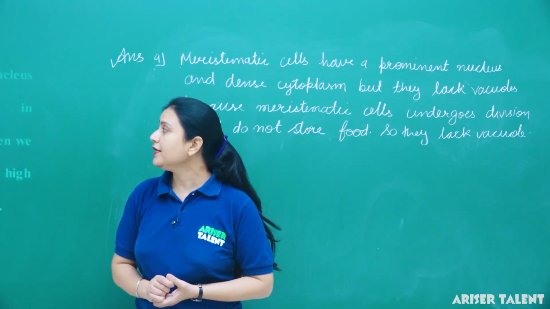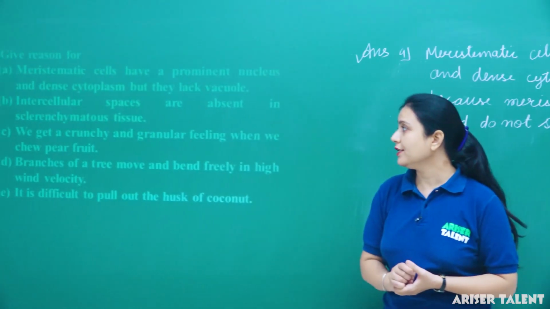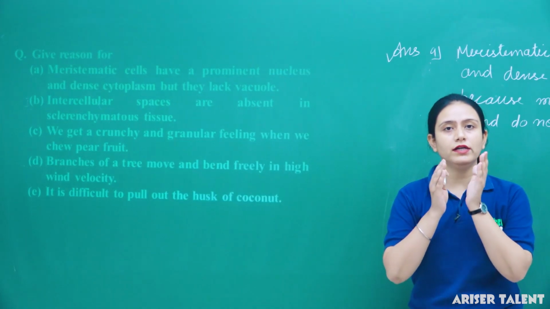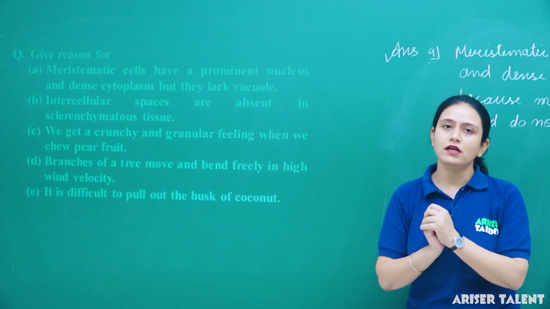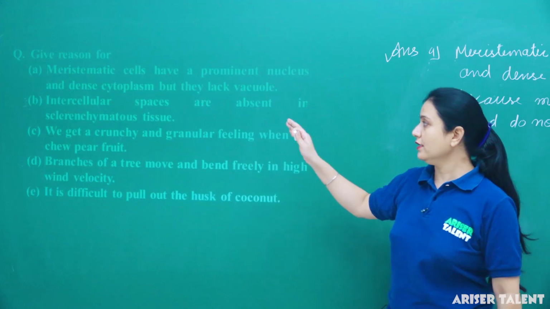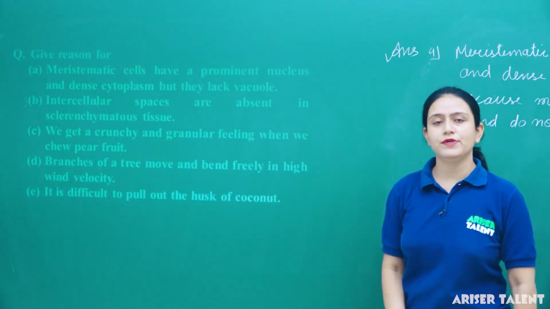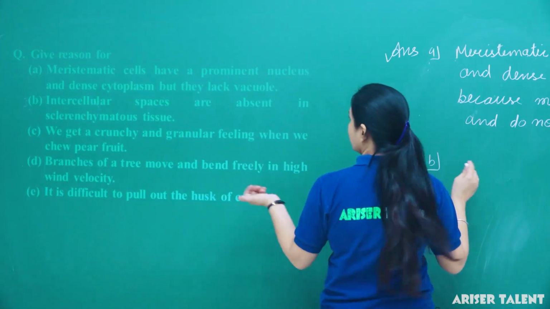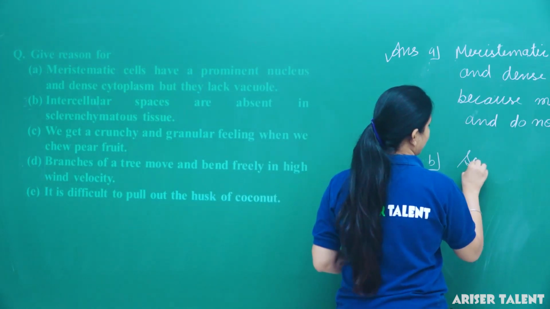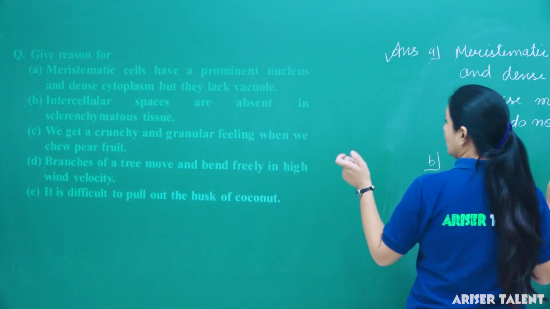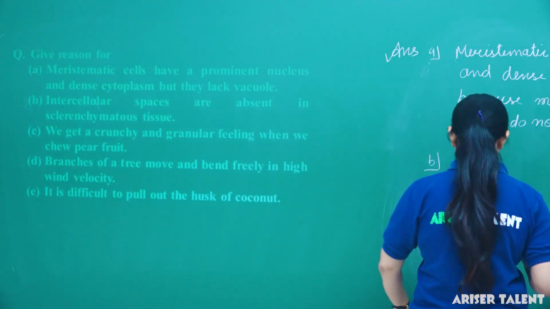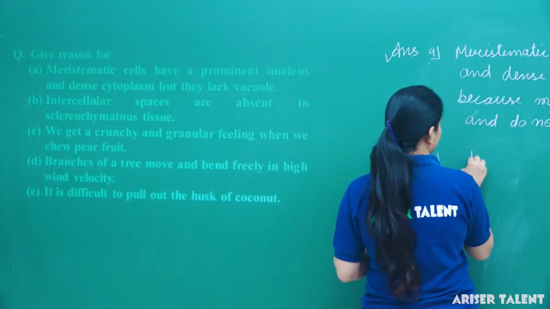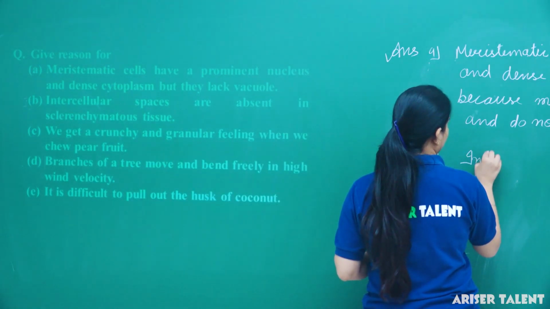Next is, intercellular spaces are absent in the sclerenchymatous tissues because they have a lignin deposition between the cells. Okay, this is the reason they do not have intercellular spaces between the cells. So here we can mention that intercellular spaces are absent in sclerenchymatous tissues because of the lignin deposition.